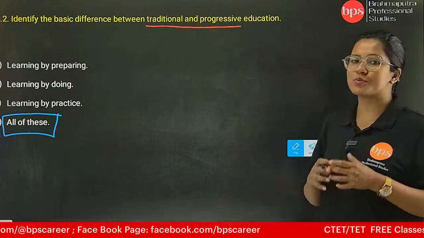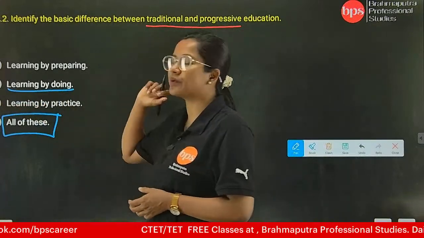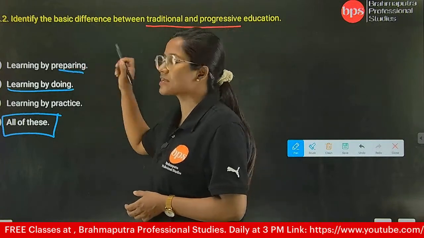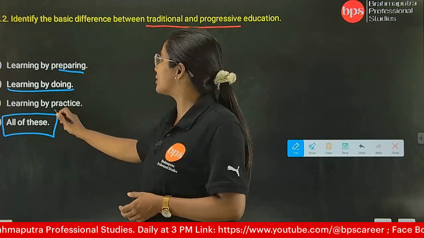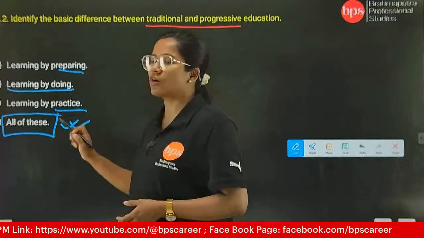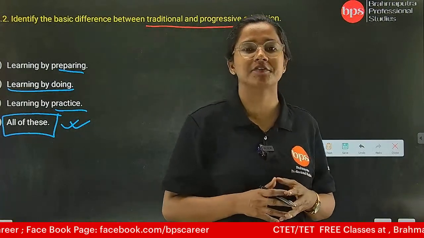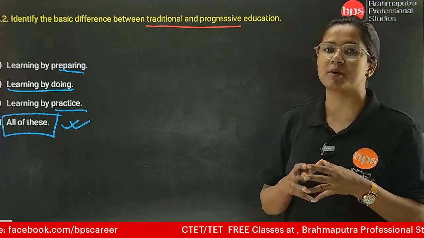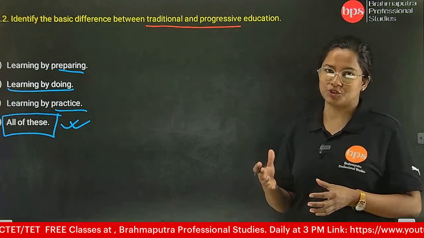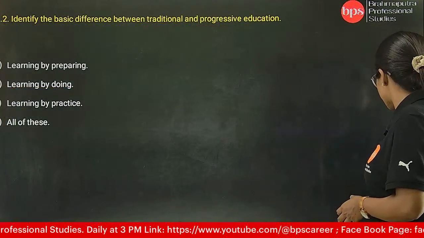So here, we have already said that progressive education is nothing else but learning by doing. But at the same time, doing means what? It is trying to prepare yourself, and at the same time we are going to practice. So the correct answer will be all of this, because learning by doing ultimately includes within itself the process of practicing and the process of preparing yourself for the future. Okay, hope this is clear. Next we have question number 3.